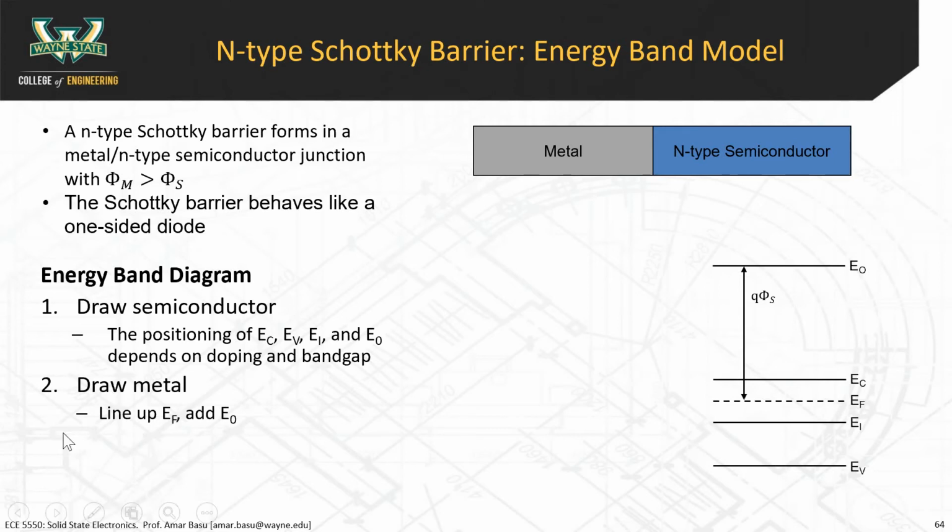The key thing about drawing the metal is you line up the Fermi level and then you add the E0 on there. So why do we line up the Fermi level? Let's look at this. What we're going to do here is just extend the Fermi level out this way. Why do we do that?